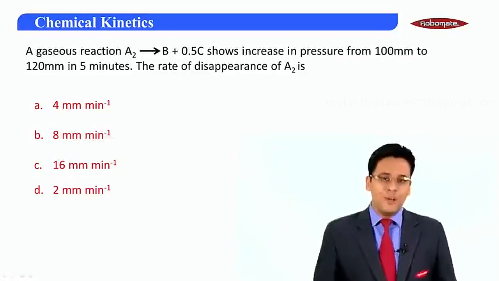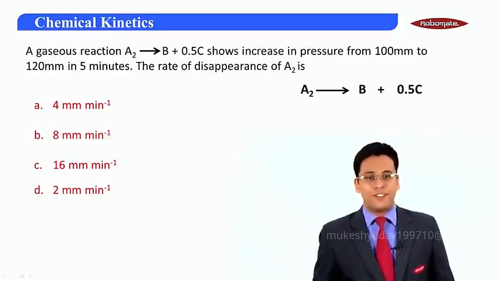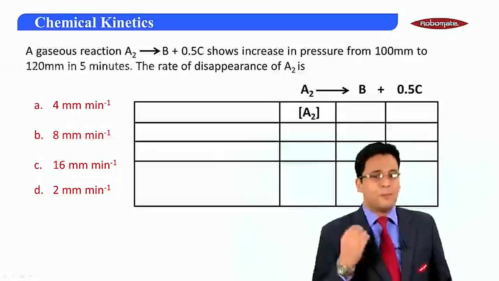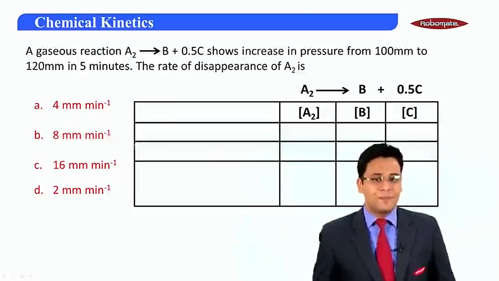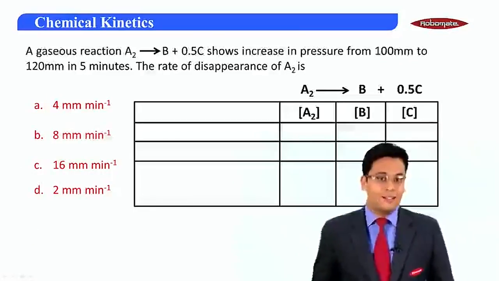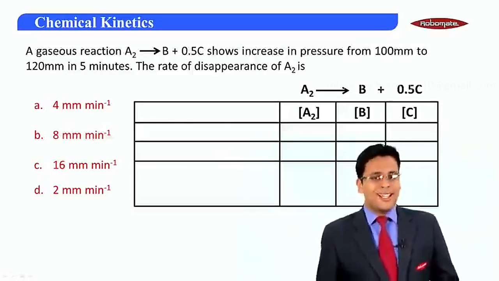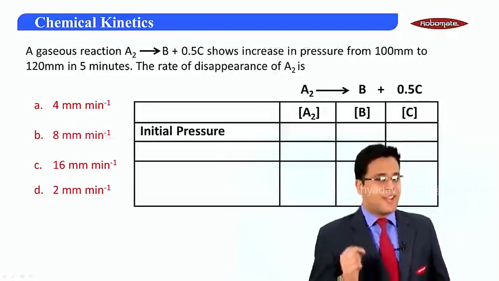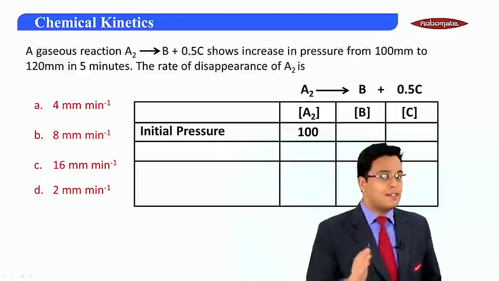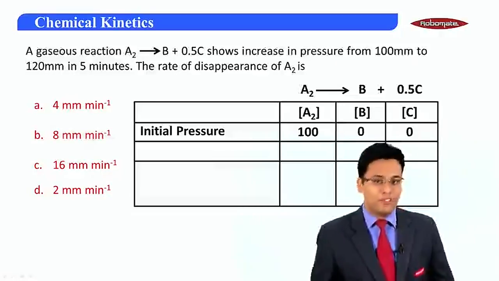Now here, if you take a look at the reaction, it is A2 gives B plus 0.5 C. So when I take the concentration of A2, concentration of B, concentration of C, I'm sure you remember this table from last year that we had studied in chemical equilibrium. Anyway, the initial pressure for A2 will be 100 mm. B and C were not present initially, so their pressure was 0 and 0, both B and C.